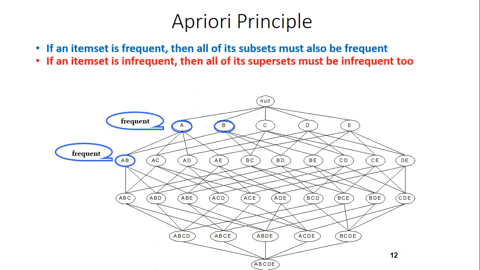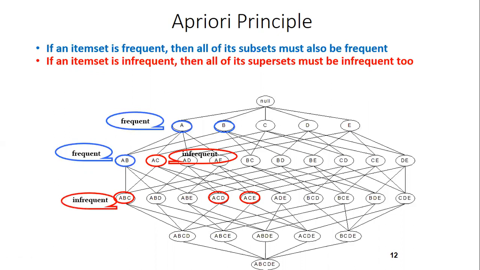Conversely, if the item set is infrequent, then all its supersets must be infrequent too. Suppose AC I have taken as an infrequent item set. Then what are the supersets? When I say infrequent, we have to consider the supersets. Superset is nothing but which contains AC. So ABC, ACD, and ACE. Why not AB? Because it does not have C. So it should contain AC both. So ABC, ACD, ACE. They also will be infrequent.